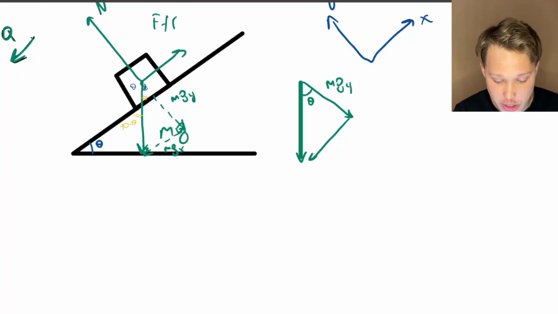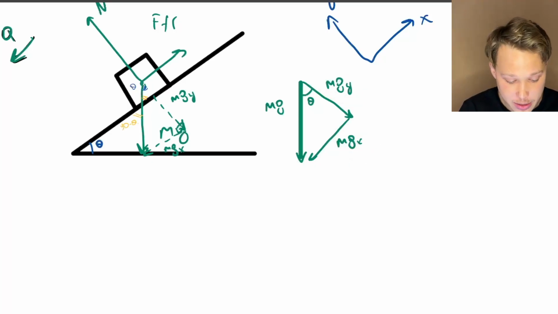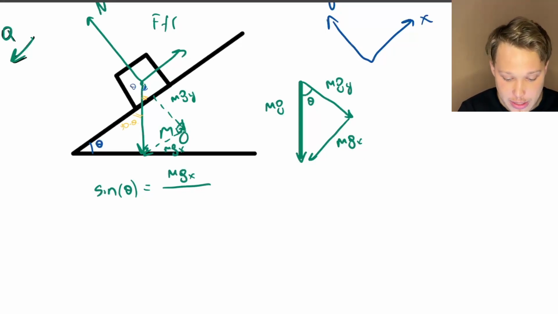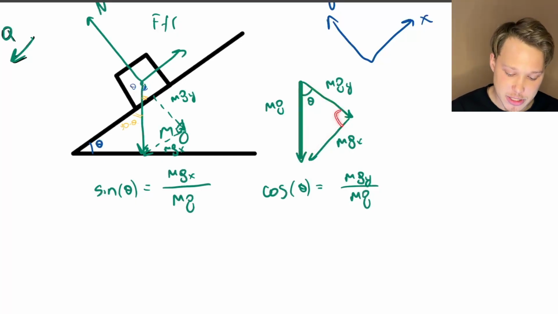So we have this right triangle, mgy and mgx, and we have to solve for the x and the y components of them. If we do sine of theta, sine is the opposite side, mgx, over the hypotenuse, mg. And cosine theta will be the adjacent, which is mgy, over the hypotenuse, which is mg. Don't be fooled by the fact that this is kind of like a tilted right triangle, because this is still 90 degrees and this is mg over here.